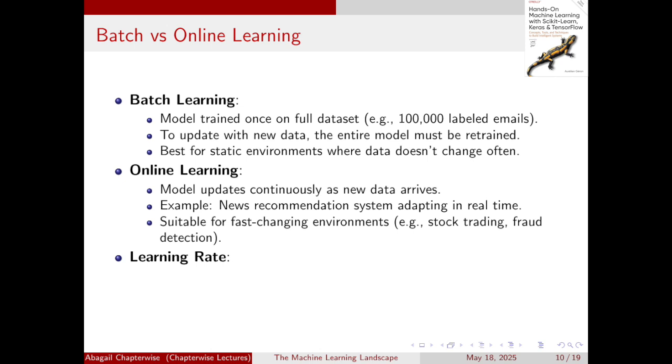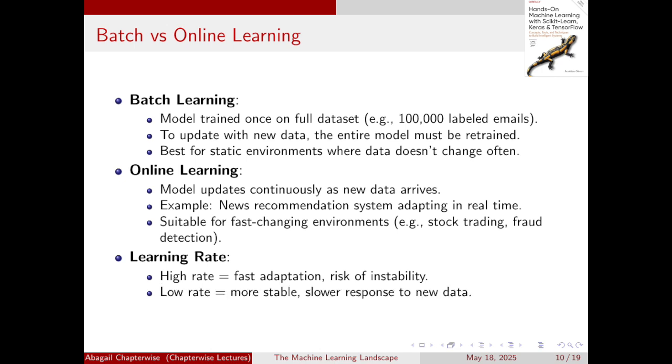A key concept in online learning is the learning rate. This determines how much the model adjusts in response to each new data point. If the learning rate is high, the model adapts quickly to recent data, which is useful in fast-changing environments, but it also runs the risk of overreacting to noise or outliers. If the learning rate is low, the model updates more slowly, which makes it more stable, but it may miss important short-term trends.